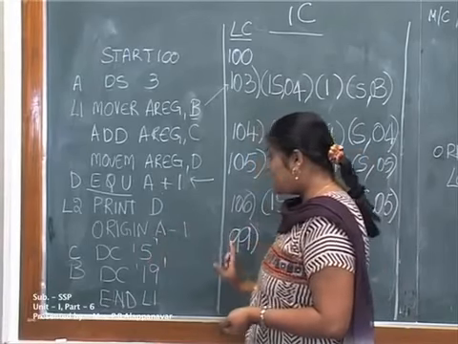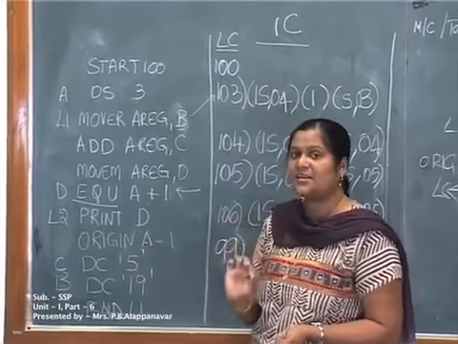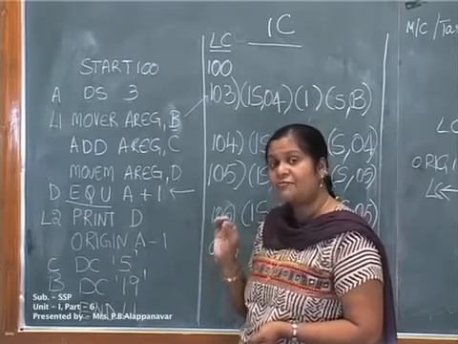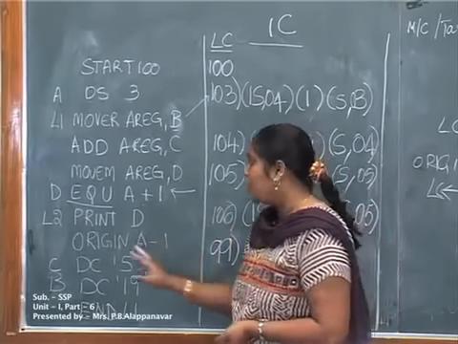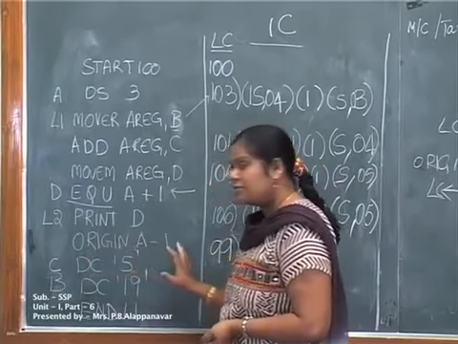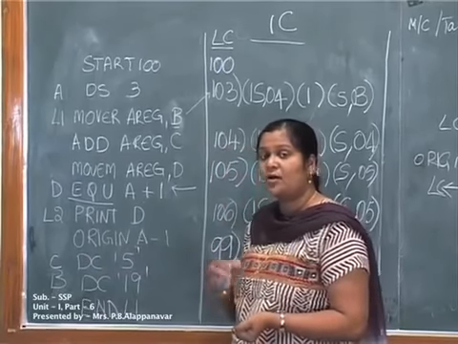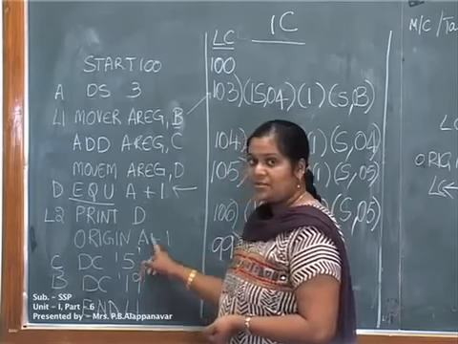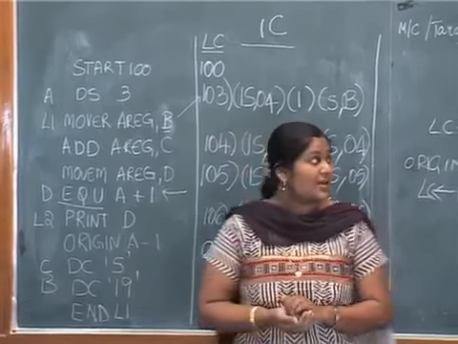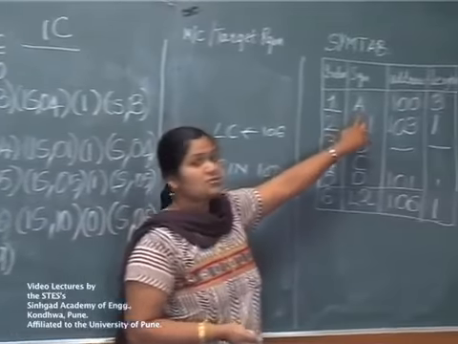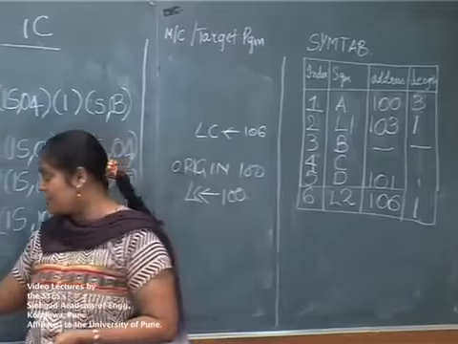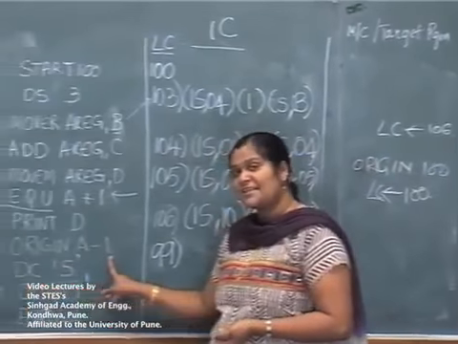How do we get 99? ORIGIN and START basically put new values into our location counter, or change the value of the location counter. Now when you have ORIGIN A minus 1, it means that the location counter value should change. So what is the address associated with this symbol A? If you look at the symbol table, the address associated with A is 100. So 100 minus 1 is 99.